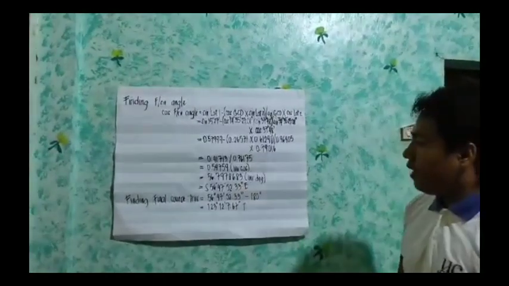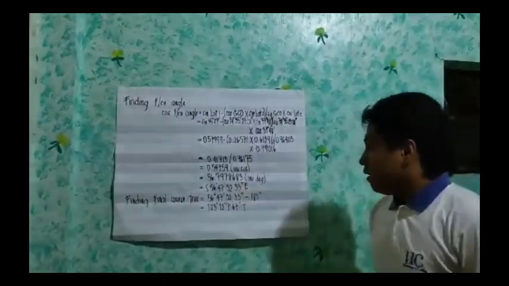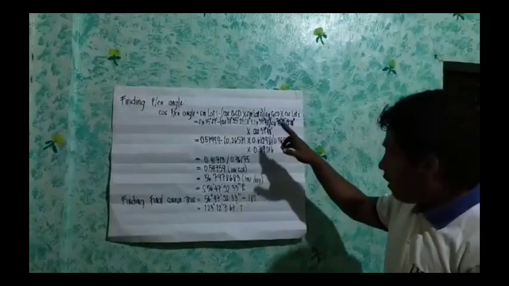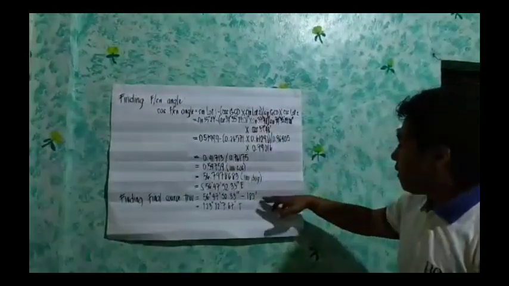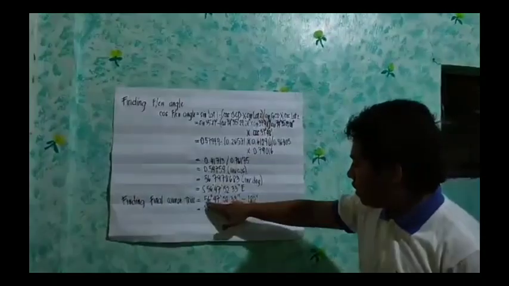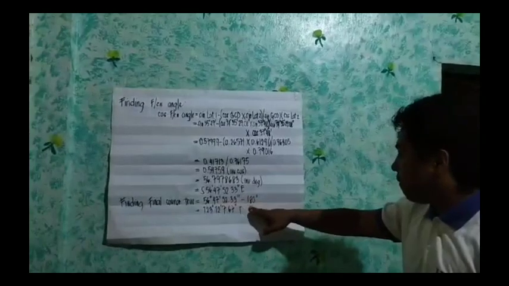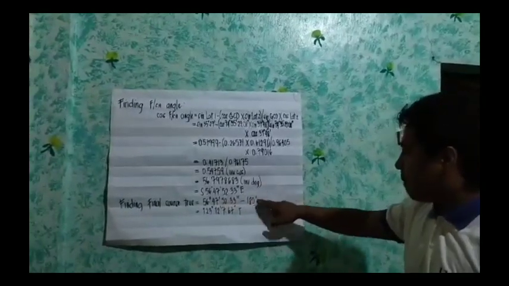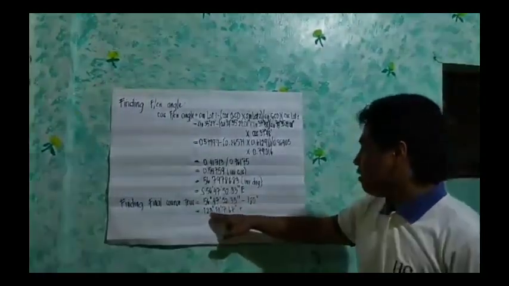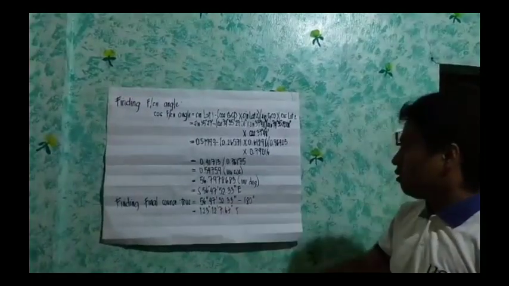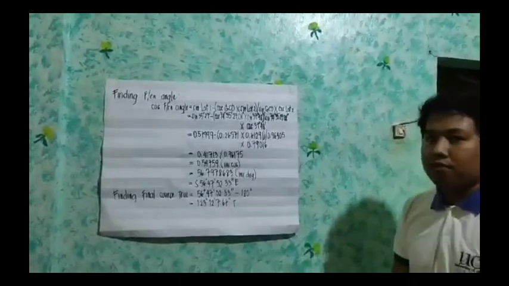Then let's proceed to finding final course true. In finding the final course true, we need only to subtract the final angle from 180 degrees. So 180 degrees minus 56 degrees, 47 minutes, 52.33 seconds. The answer will be 123 degrees, 12 minutes and 7.67 seconds true. So that will be the final course true. That's it.